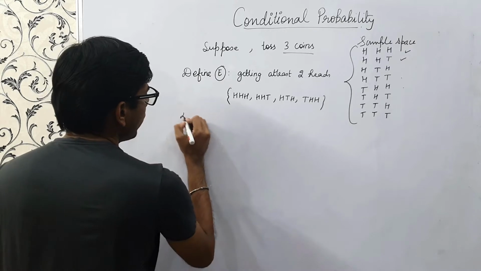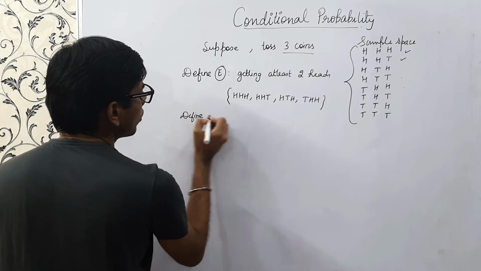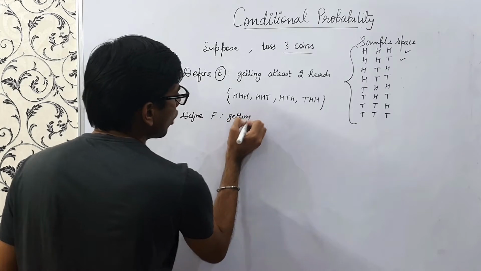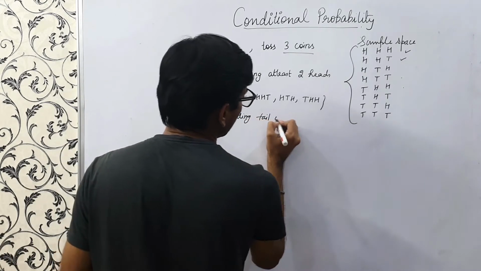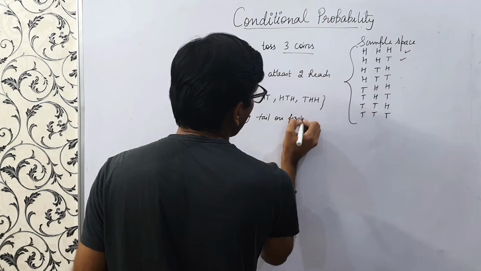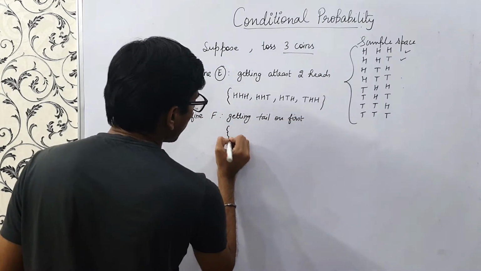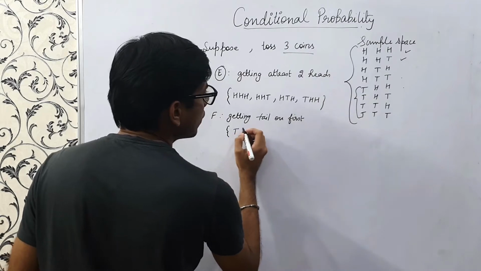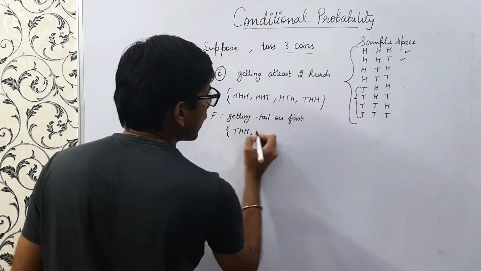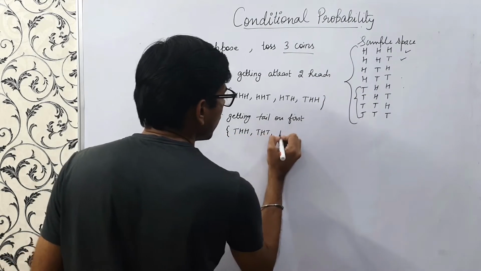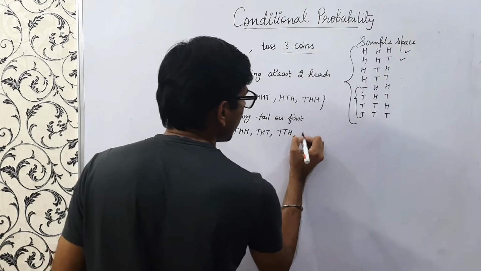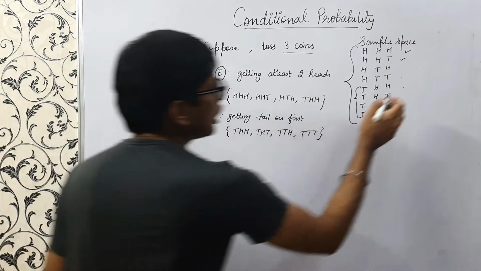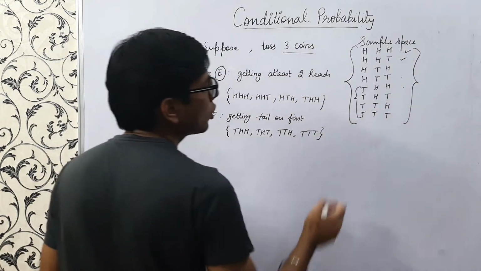Now define F: getting tail on the first toss. These 4 are the ones that come under F: THH, THT, TTH and TTT.